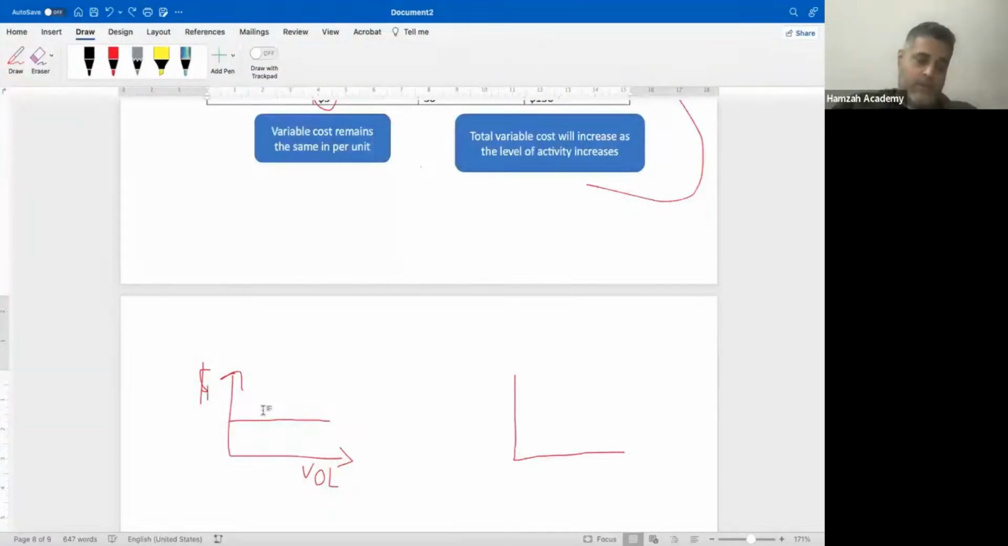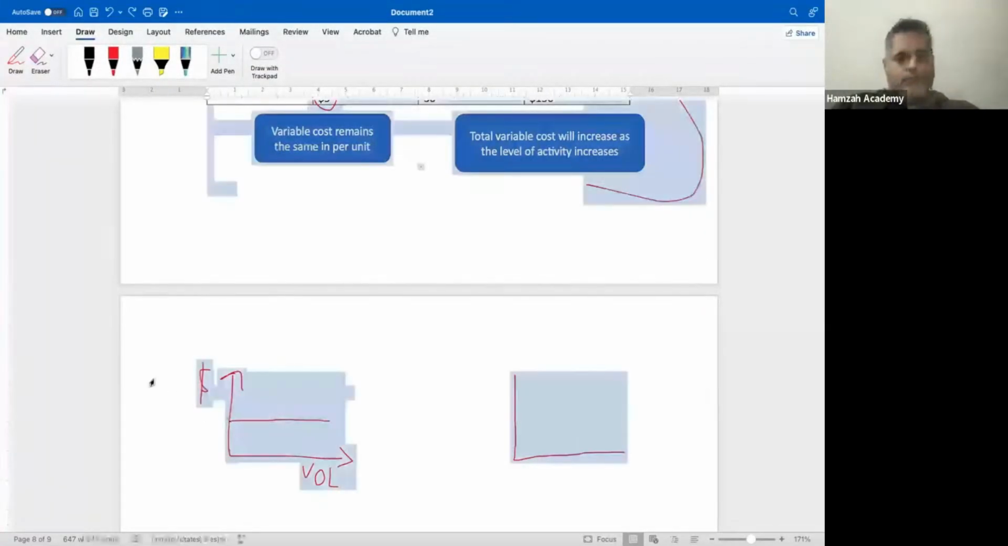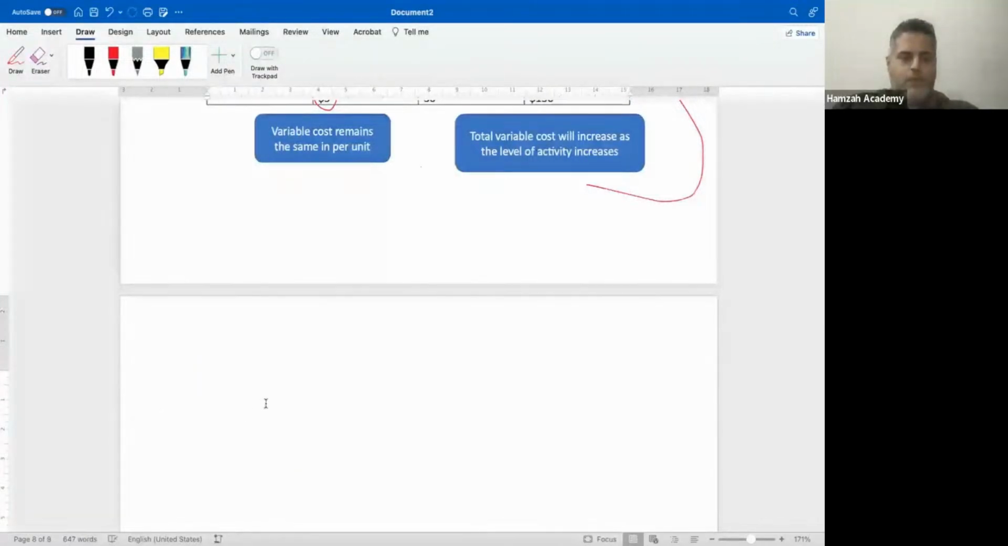Okay, it's not letting me type over here. One more thing I can do is erase. This is going to be variable cost per unit. Now I'm going to do the drawings.